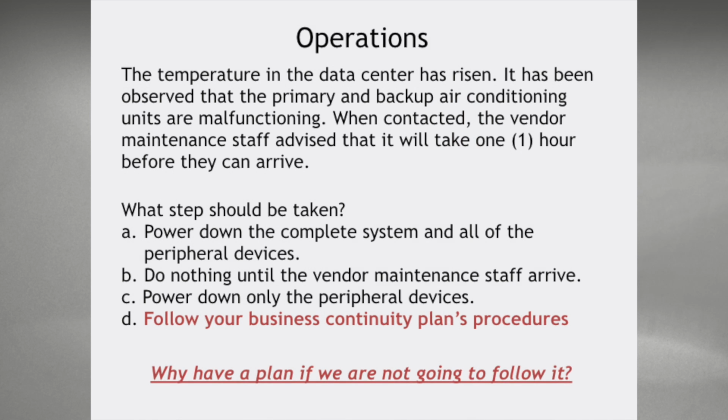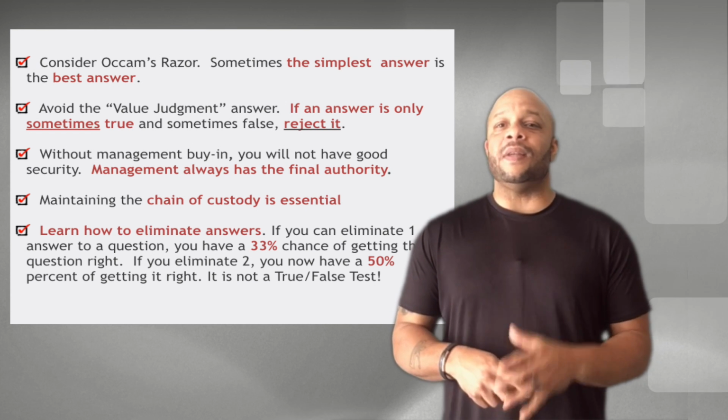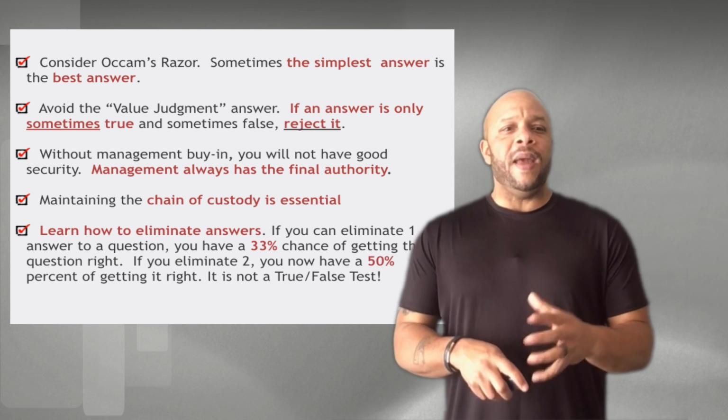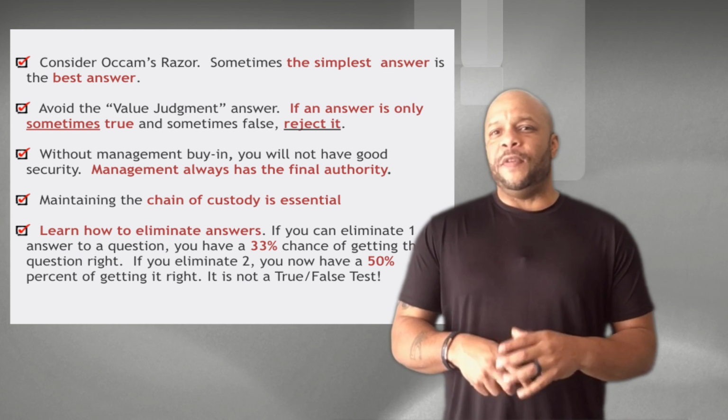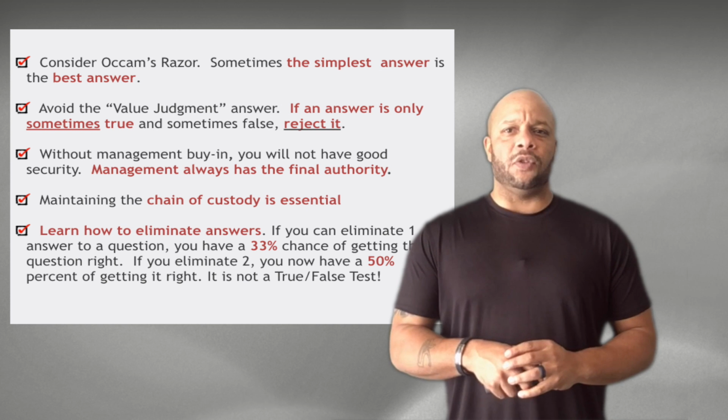If you selected D, that is absolutely correct. That is why we have the plan. Why have a plan if you're not going to follow it? So remember Occam's razor. Sometimes the simplest answer is the best answer. Avoid making a value judgment. If an answer is only true some of the time, you are on the wrong answer.